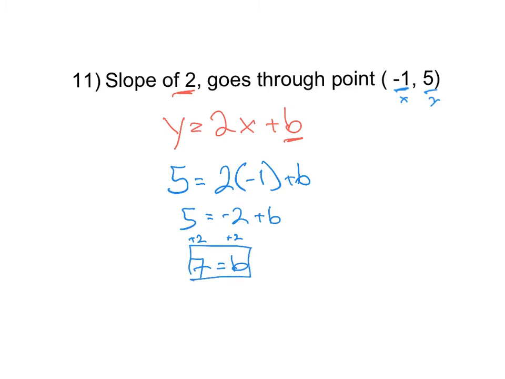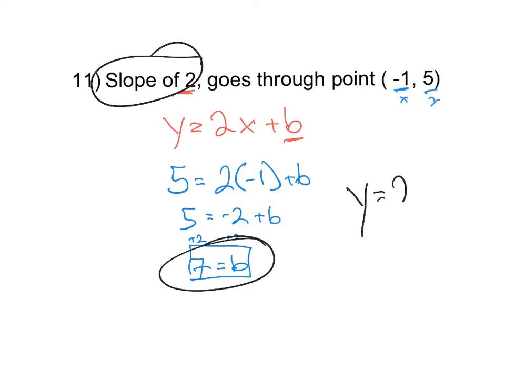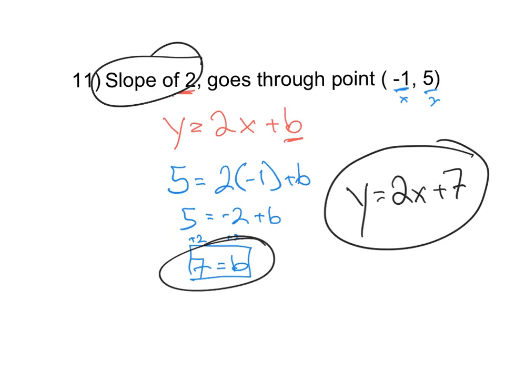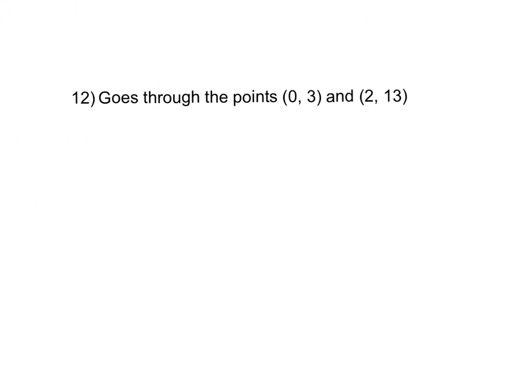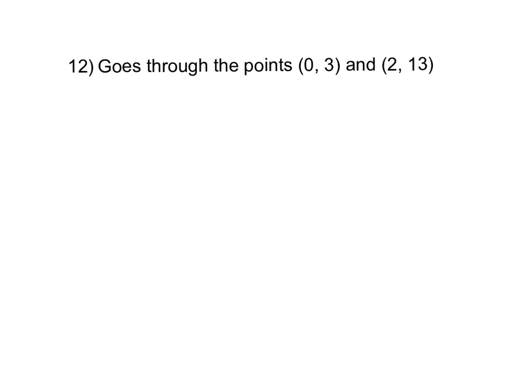All right, put it all back together. We know slope, we know b. Y equals 2x plus 7. Yes, that's the way we do it right there. All right, let's try getting on to number 12. There it is. Okay. Oh man, make me do some more work. Okay, that's okay. We can do this.